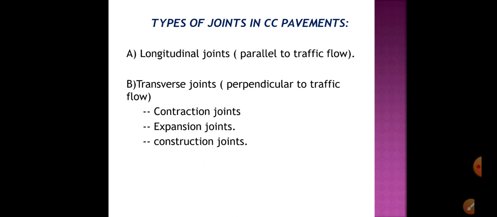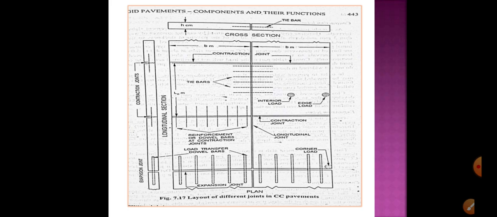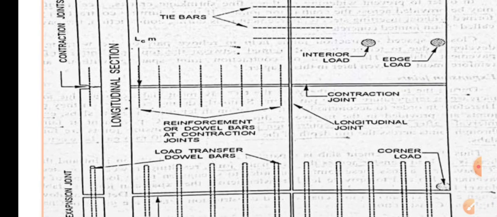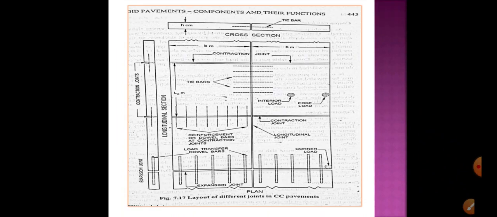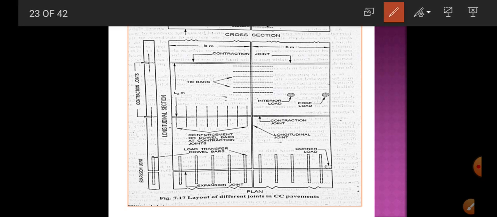These are the different joints you can find in the CC pavement. One is the longitudinal joint, that is parallel to the traffic; transverse joints are perpendicular to traffic. Here we find contraction joints, expansion joints and construction joints. You can see here these are what we call dowel bars. Here you can find the different contraction joints, and these are the longitudinal joints, where you can find the tie bars here.